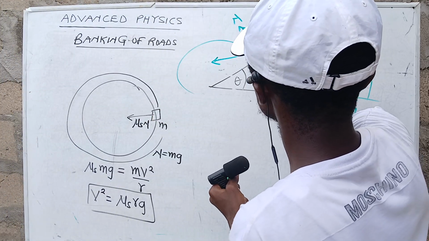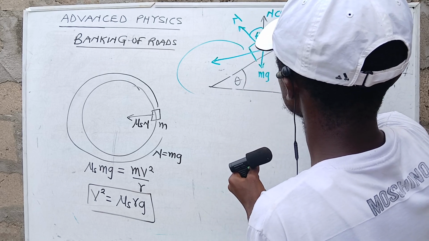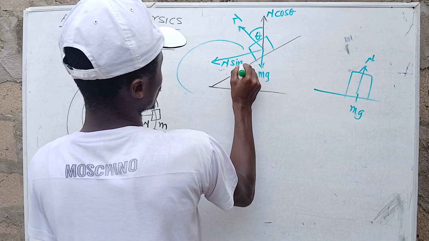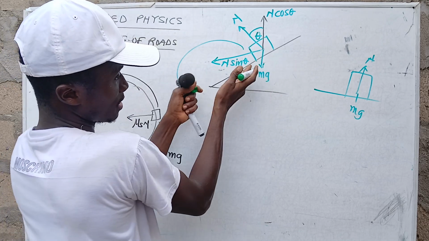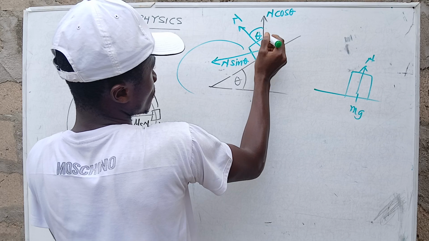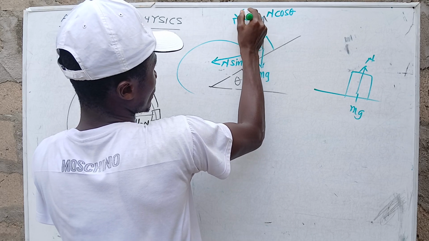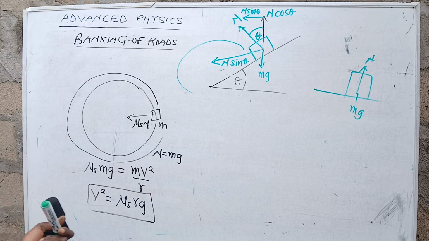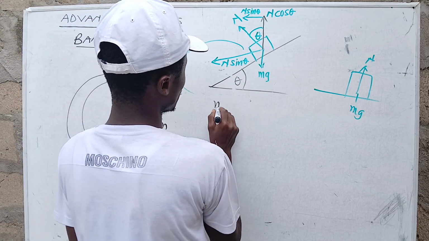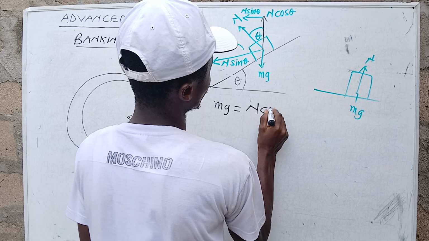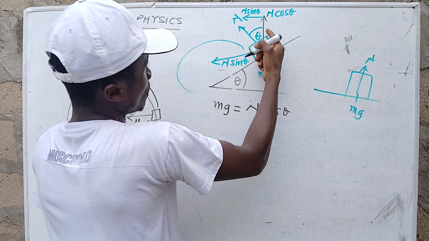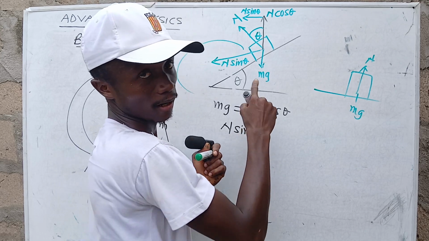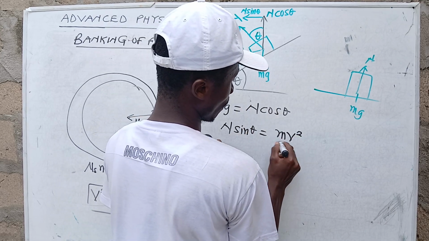And then this is N cosine of theta, and this is N sine of theta towards the center of that circle that the banked road is part of. So this direction is N sine of theta, which is the same as this one. So the equations that we have to write is mg is equal to N cosine of theta, and then we have N sine theta, which gives the car its centripetal force, mv squared over r.